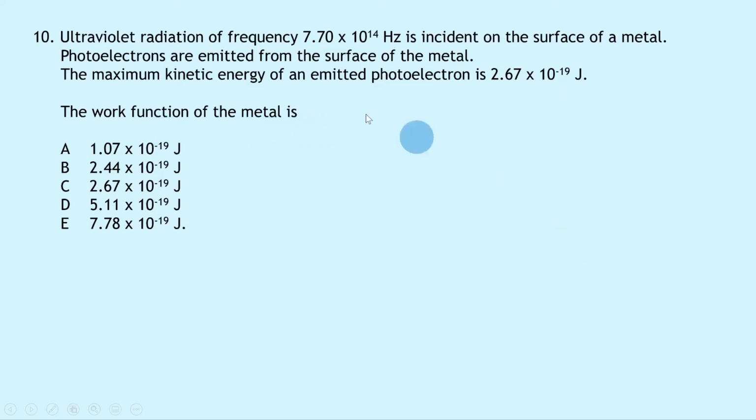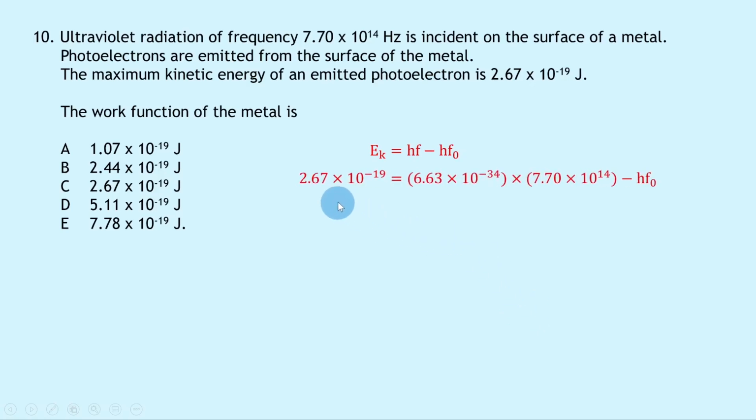Well, notice how we're asked for maximum kinetic energy of an emitted photoelectron, and we're given frequency and asked for work function. So this means we're going to use the equation for the maximum kinetic energy, Ek equals hf minus hf0, and we're asked for the work function, which is this whole term hf0 here. So let's sub in what we're told and try and rearrange for hf0.